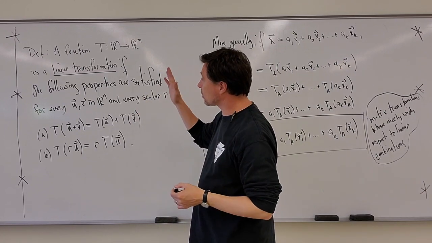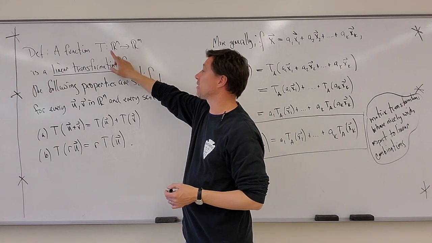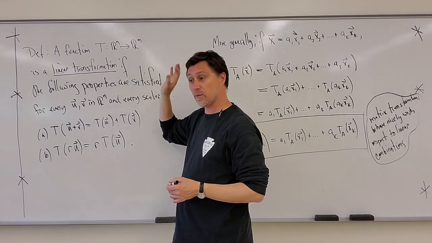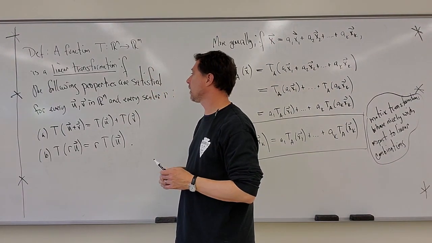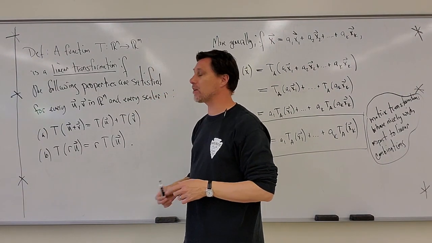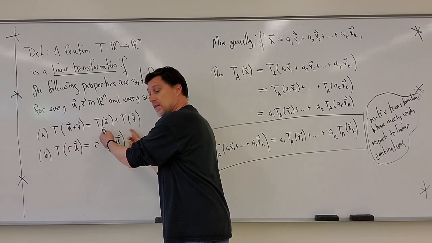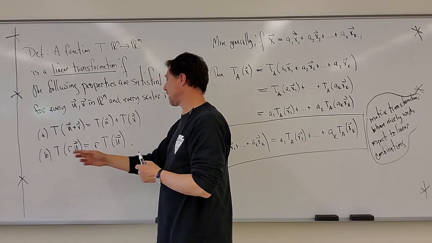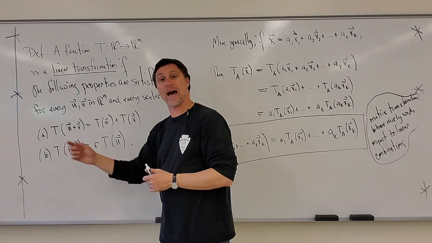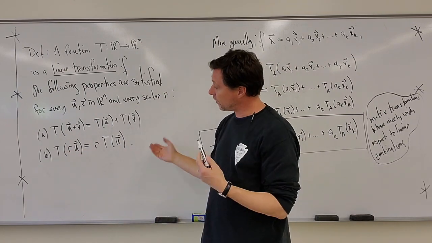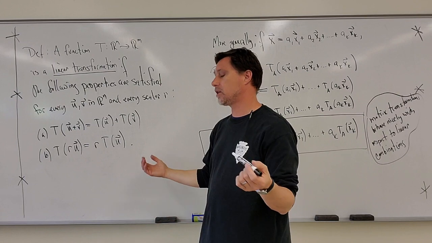So a function, a transformation, right? It's a function from Rn to Rm. A transformation is called a linear transformation if it satisfies these two properties. Every time you plug a sum of vectors into your transformation, you can split it up as two separate pieces. Same thing, you can pull scalars out of the application of the transformation. If those two properties are satisfied, then you've got a linear transformation.